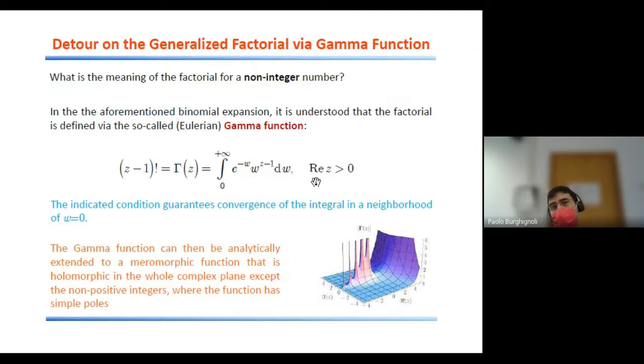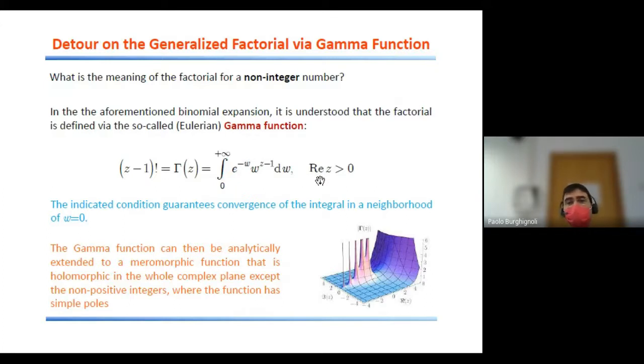Why is it necessary to enforce the condition that the real part of z is larger than 0? Well, this makes the integral convergent in a neighborhood of the origin. The problem is the term w to z minus 1, because that term could go to infinity violently, making the integrand not integrable in a neighborhood of the origin, if the real part of z were equal to 0 or less than 0. Okay, so in order to avoid this problem, we will restrict the evaluation of the gamma function with this integral representation to numbers with a positive real part.